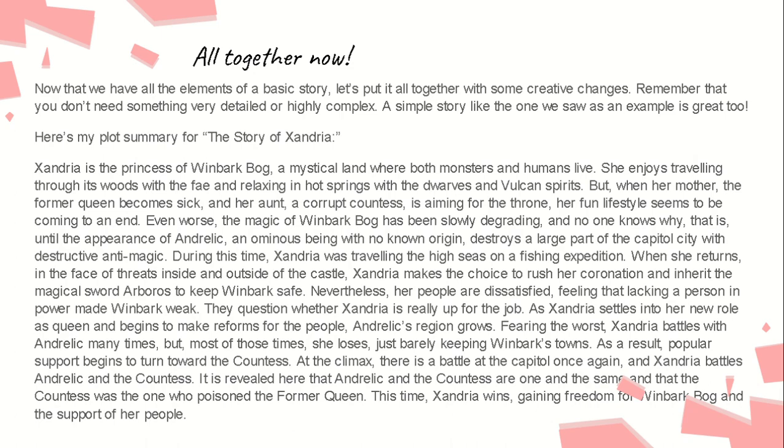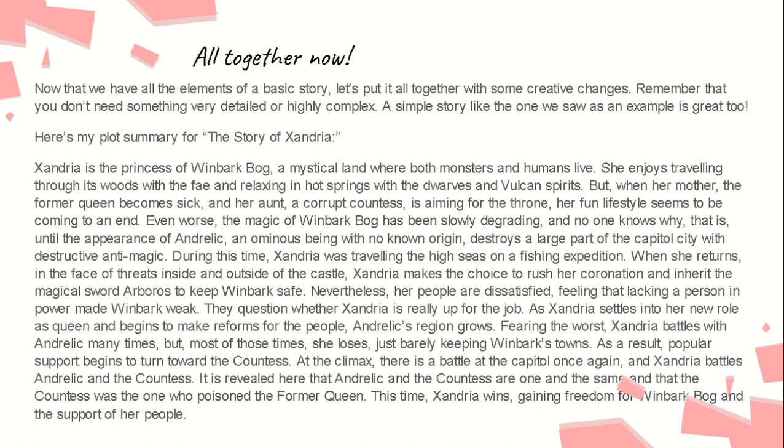Zandria is the princess of Windbark Bog, a mystical land where both humans and monsters live. She enjoys traveling through the woods with its fae and relaxing in hot springs with the dwarves and Vulcan spirits. But when her mother, the former queen, becomes sick and her aunt, a corrupt countess, is aiming for the throne, her fun lifestyle seems to be coming to an end. Even worse, the magic of Windbark Bog has been slowly degrading, and no one knows why. That is, until the appearance of Angelic, an ominous being with no known origin, destroys a large part of the capital city with destructive anti-magic.